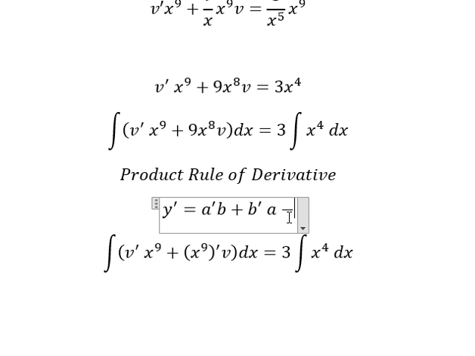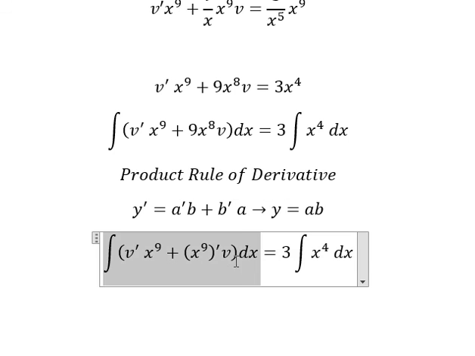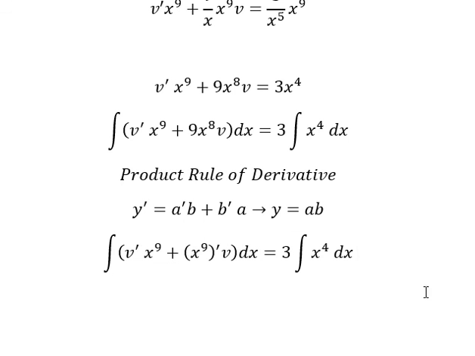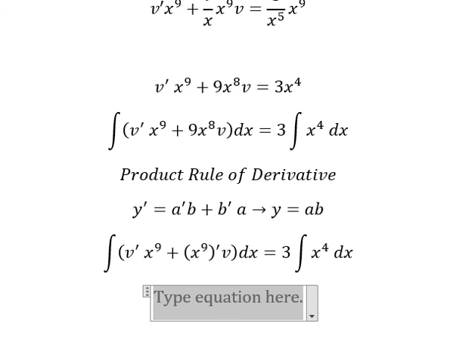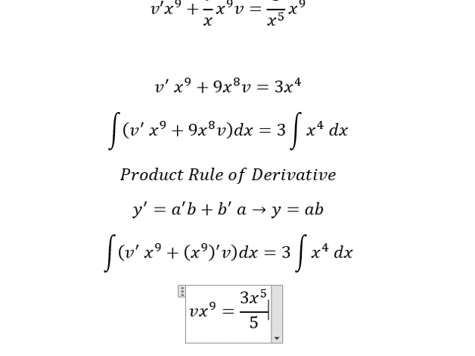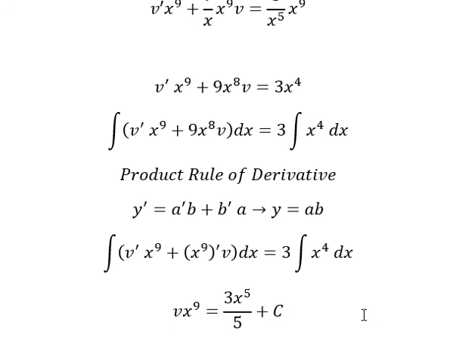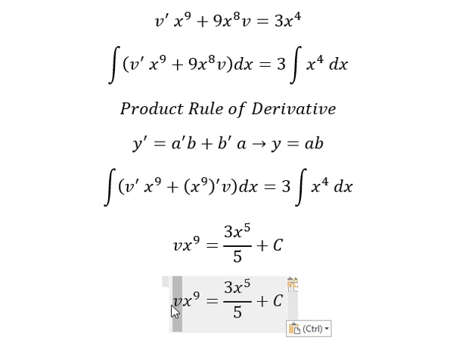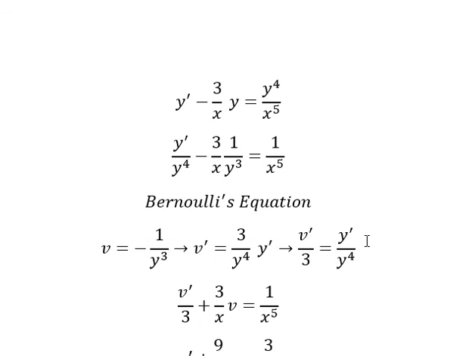So the integration of this one, we have y equals ab. So the integration of that one, we have vs to the power of 9. This one we have s to the power of 5 over 5, and I will put c. About v, that is about this one.